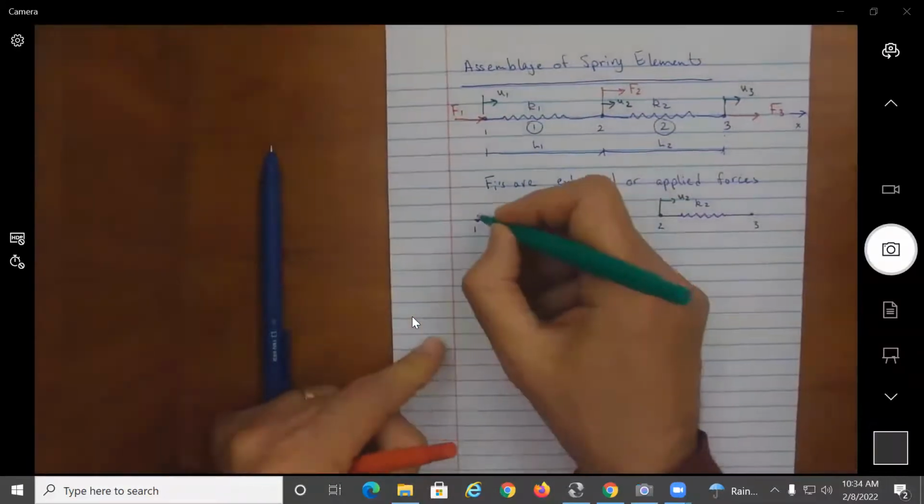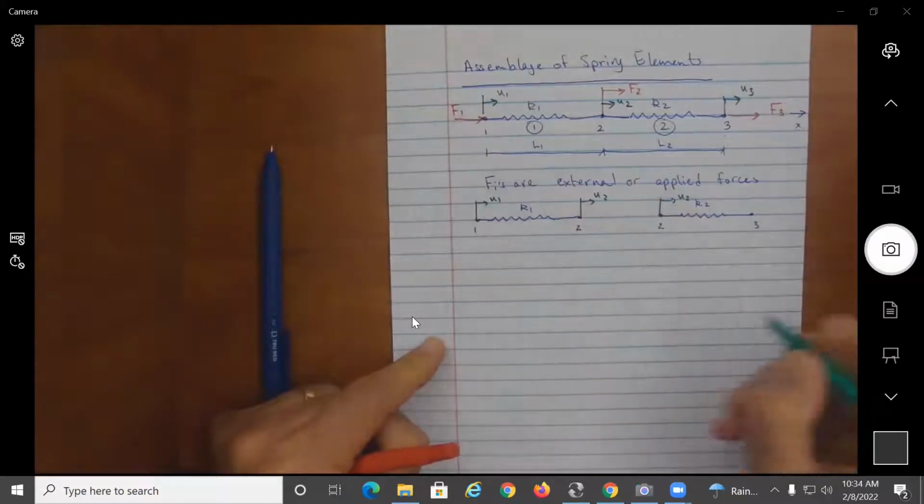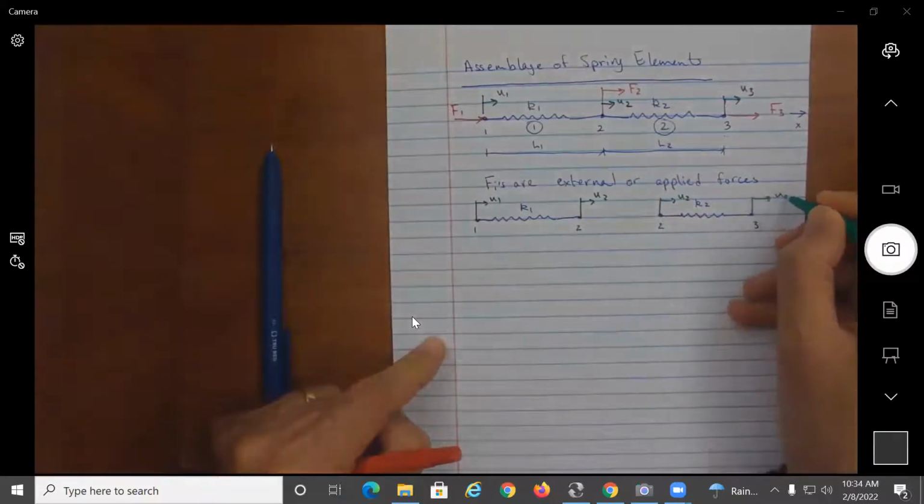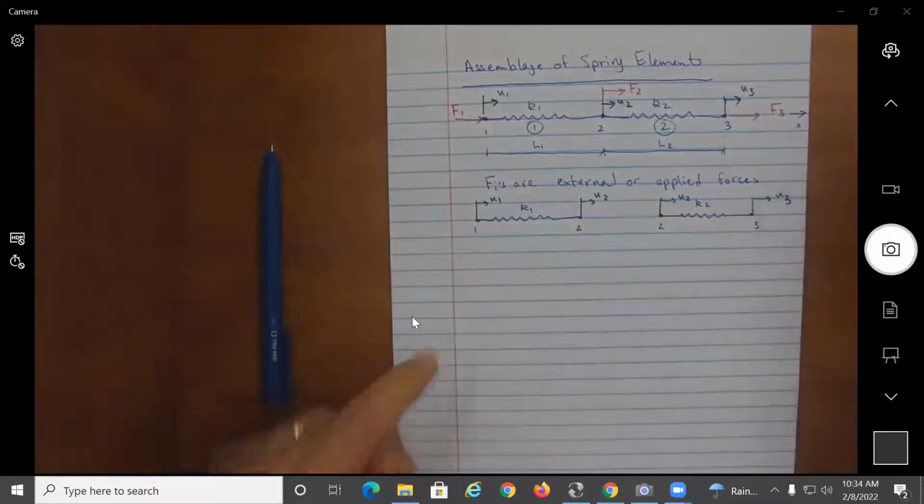Now, node 1 for the element is still going to have a U1, and node 3 is going to have a U3. And please note, I'm using the same green color because these element displacements are going to be identical to the structure or to the assemblage or to the global displacements.